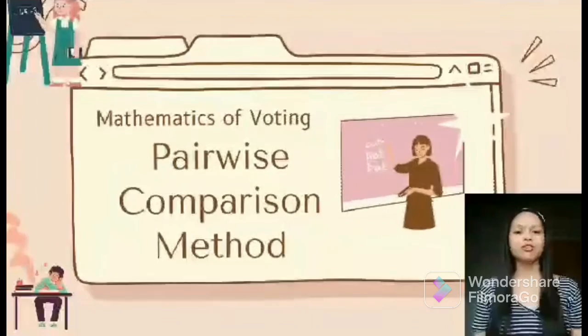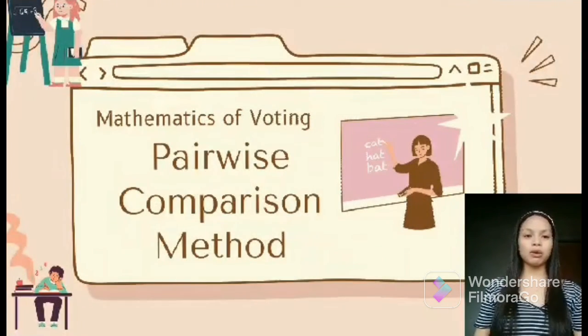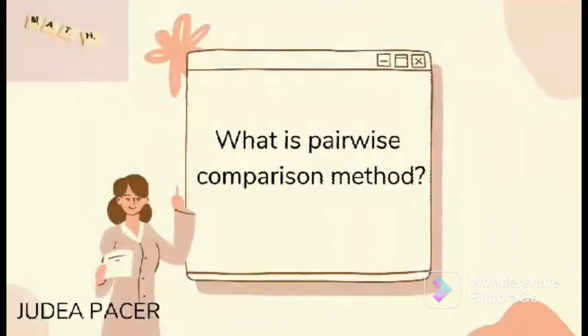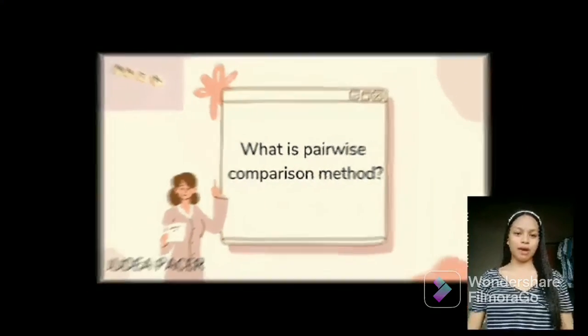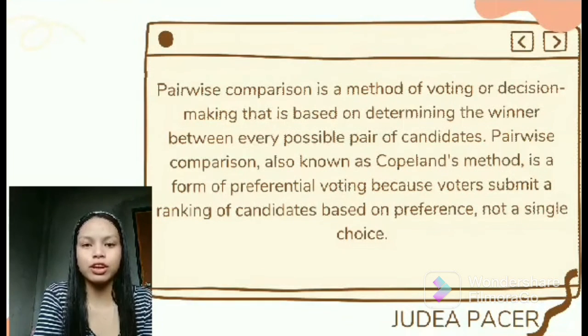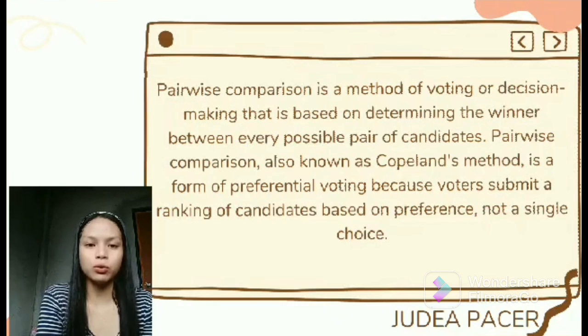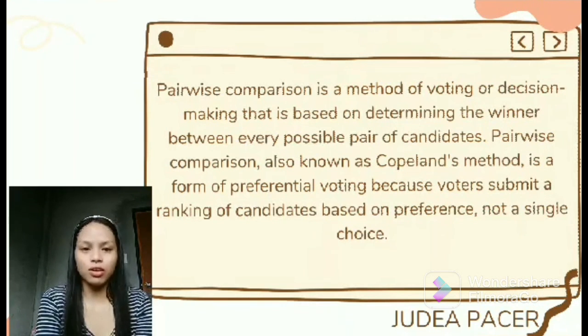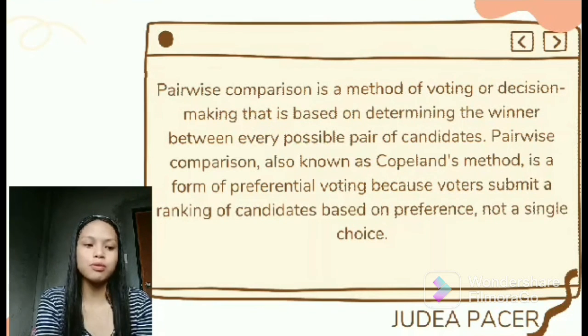Space Pioneer. Today's lesson is about the pairwise comparison method. What is the pairwise comparison method? Pairwise comparison is a method of voting or decision making that is based on determining the winner between every possible pair of candidates. Pairwise comparison, also known as Condorcet's method, is a form of preferential voting because voters submit a ranking of candidates based on preference, not a single choice.